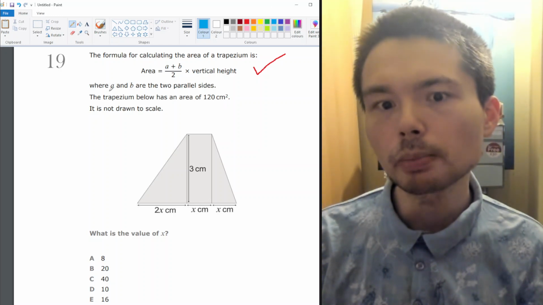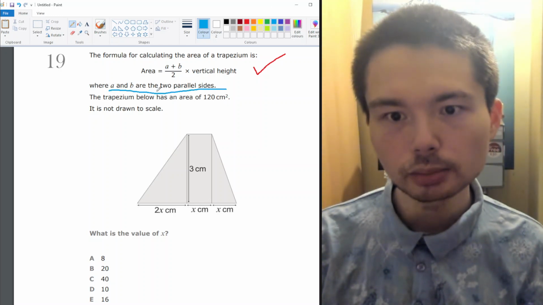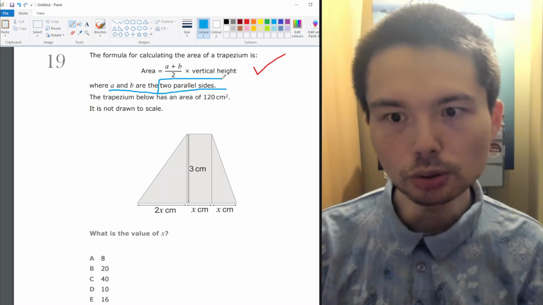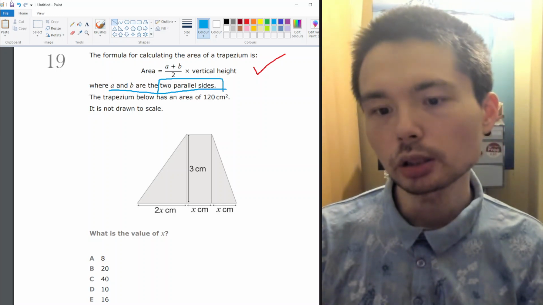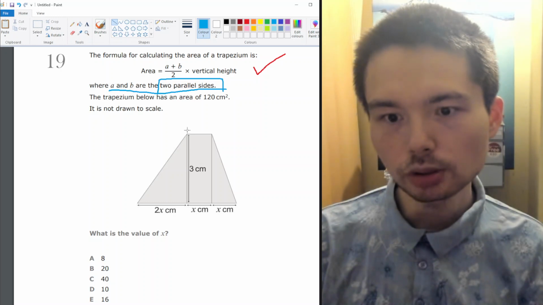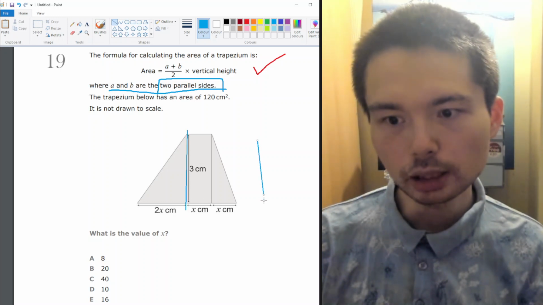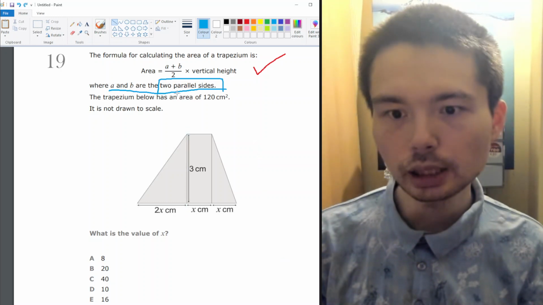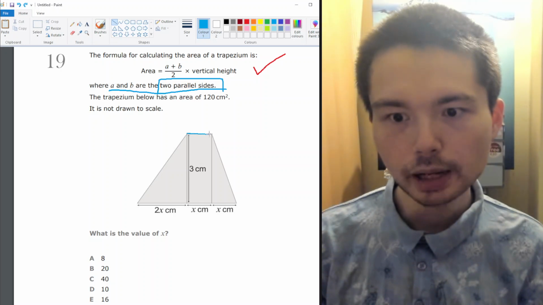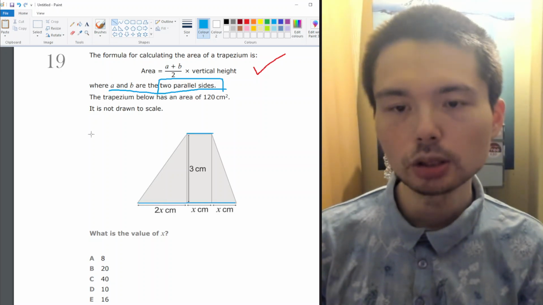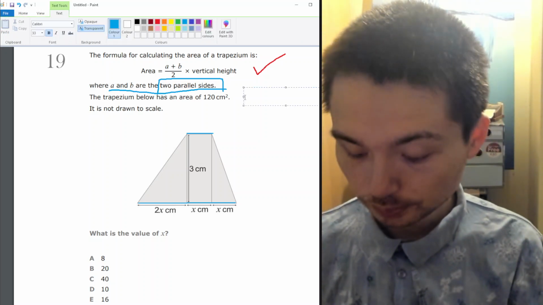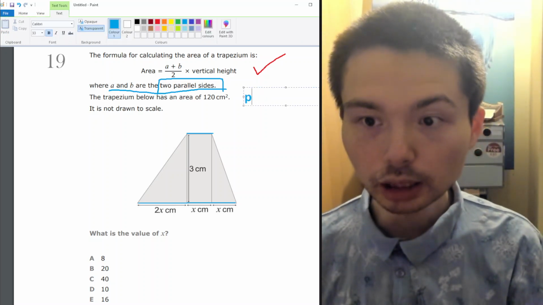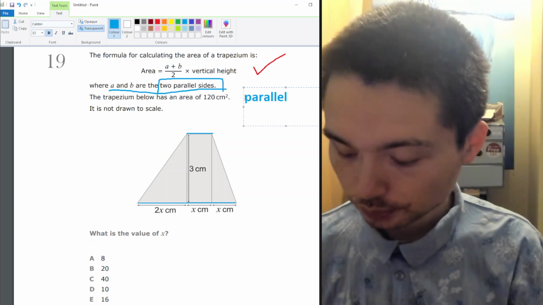A and B are parallel sides. All right, that bit you need to get right. 2 parallel sides. That means the sides are going the same direction. It is not this bit, because there's no other side which is going down. It is going across and across. That is what they are telling us straight away. Those are the two parallel sides. Parallel means going in the same direction. Write it with me if this is new.